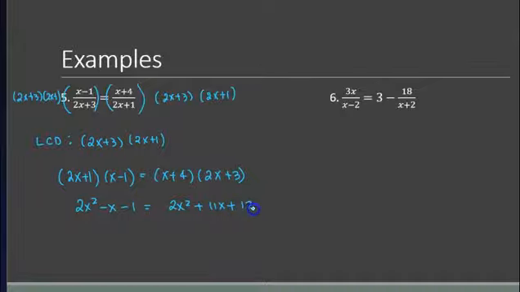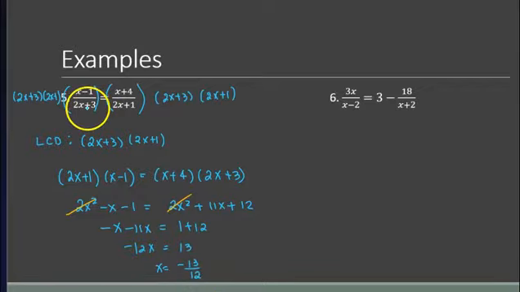Now you would be expecting that there will be no x squared, right? So if you transpose this, that would become negative 2x squared, so this will just become 0. Then we can just transpose the 11x to negative 11x. We can do it at the same time, so negative 1 becomes positive 1. So that's negative 12x equals 13, and then x is negative 13 over 12.